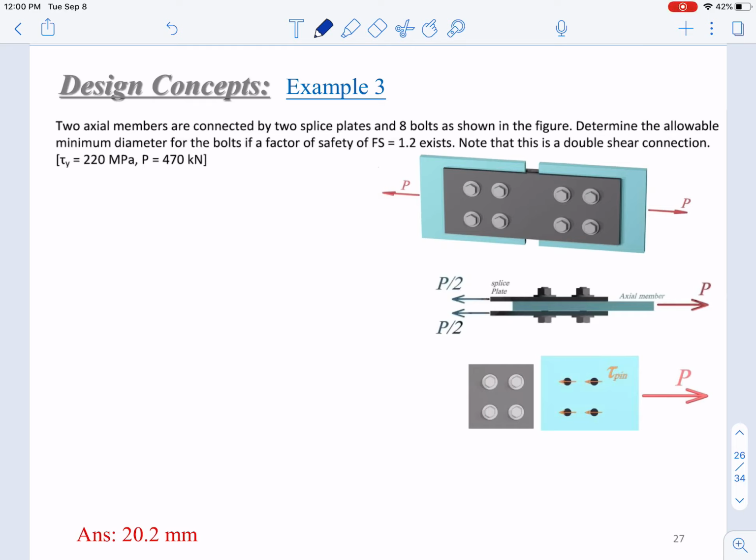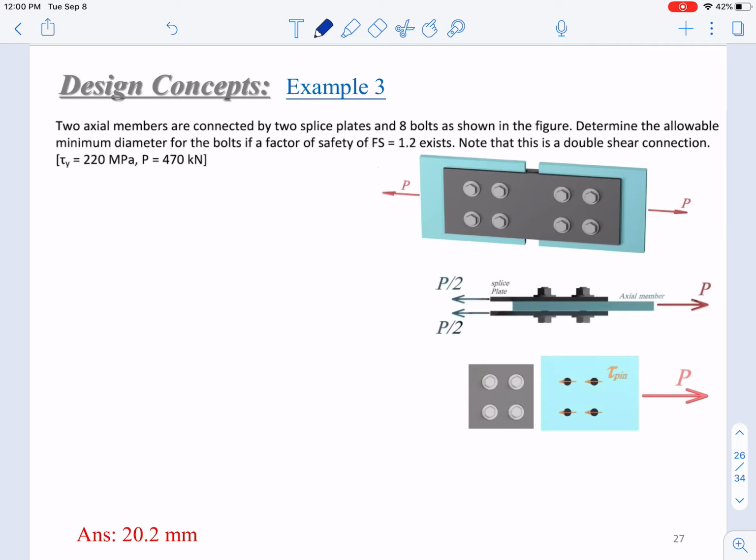This example shows you another type of design problem. It's given a lot of information regarding the material properties and allowable stress level factor of safety. Then you're requested to design the size, the dimension of a structural element.